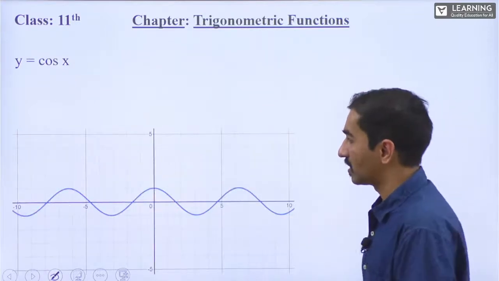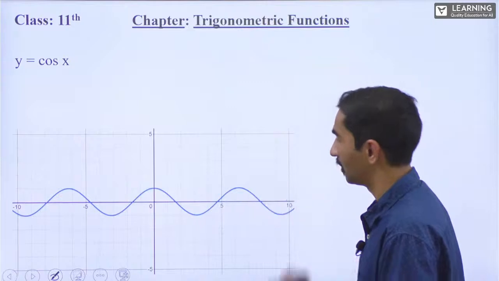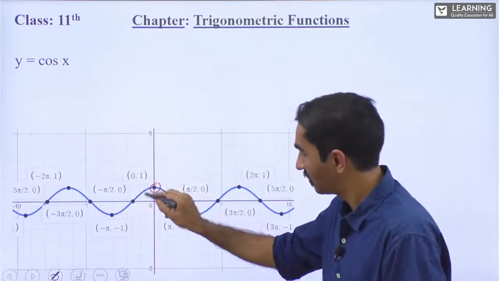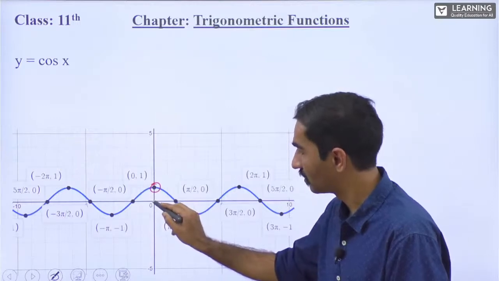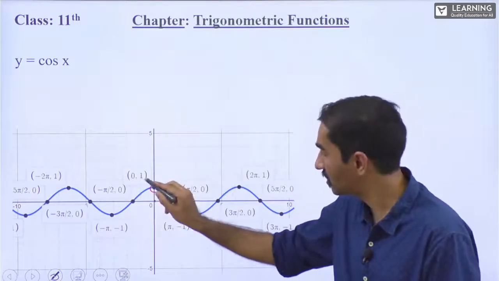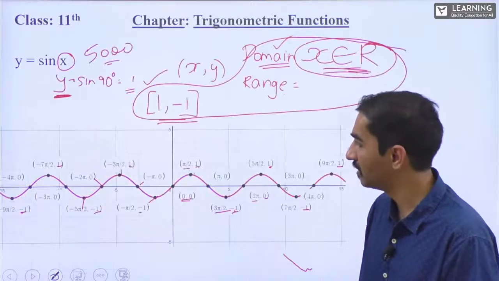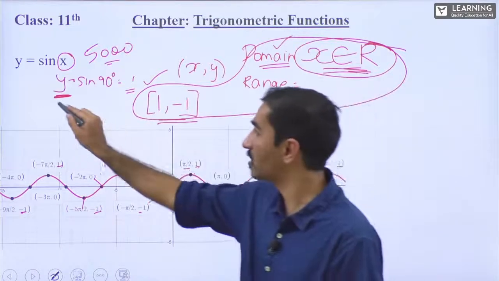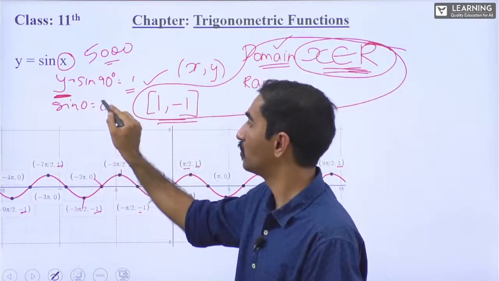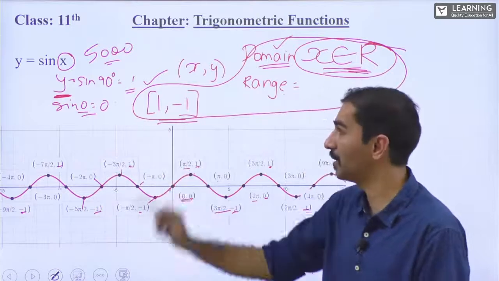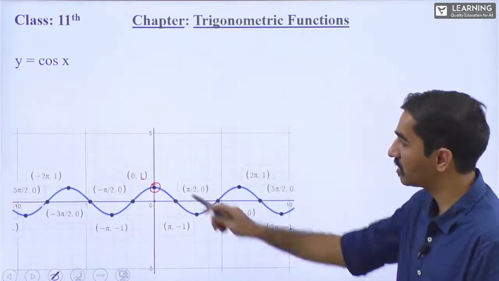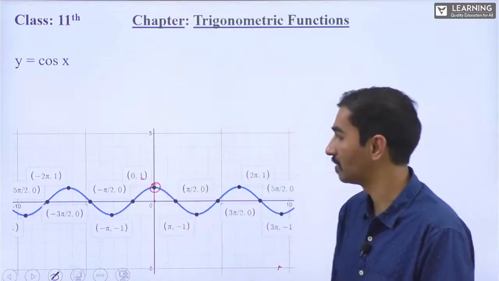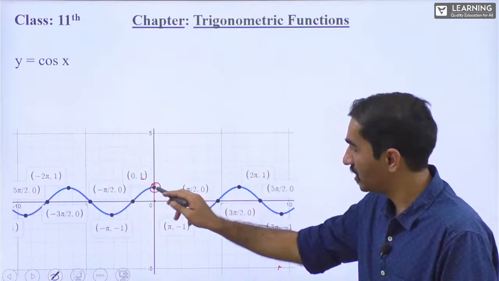Y is equal to cos x. So this is our cos x graph. We'll go to the next slide. It's more clear here. At 0, 0, cos is not 0. See how much is cos? Cos is 1. See the previous slide. At 0, 0, sine is how much? Sine is 0. So sine 0 is equal to 0. Check the table. But cos 0 is equal to how much, students? Check the table again. Cos 0 will be equal to 1. So at 0 it is 1.